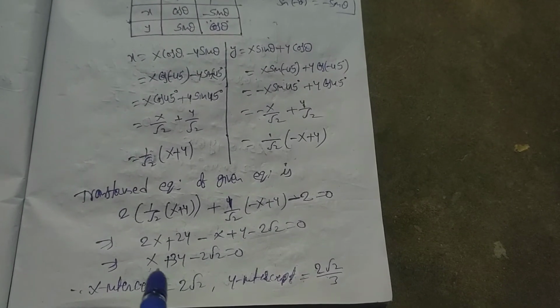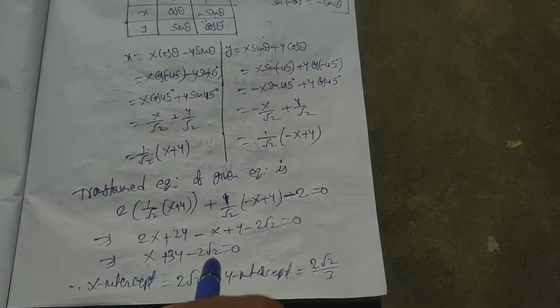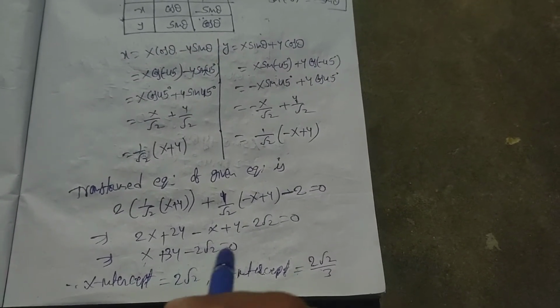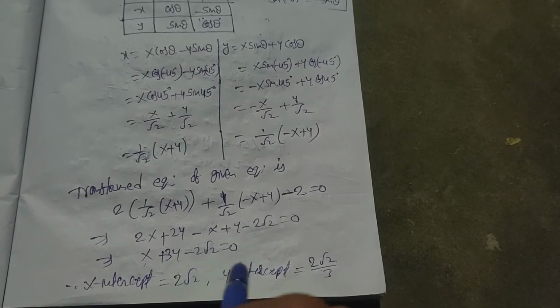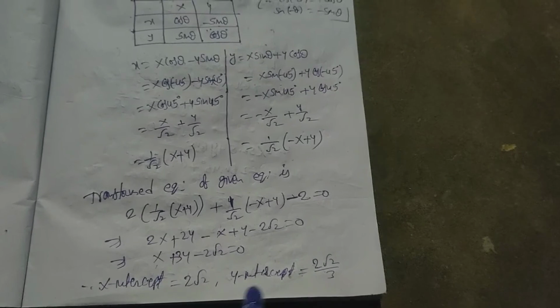So to find y-intercept, take x is equal to 0. So if x is equal to 0, this is 0 plus 3y minus 2 root 2 is equal to 0. Therefore 3y is equal to 2 root 2, or y is equal to 2 root 2 by 3. That means y-intercept is nothing but 2 root 2 by 3.